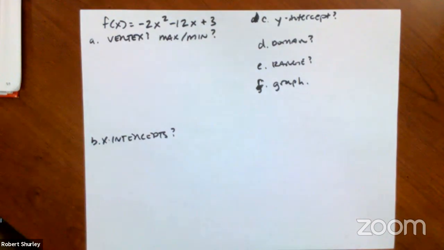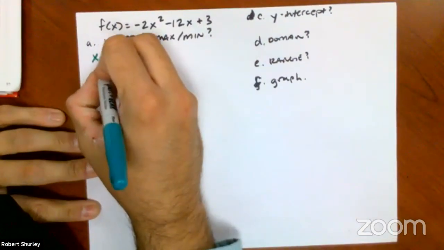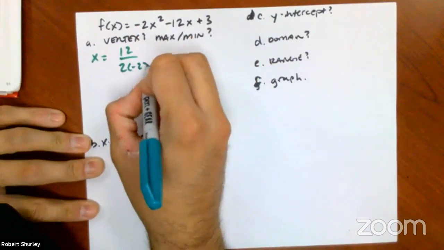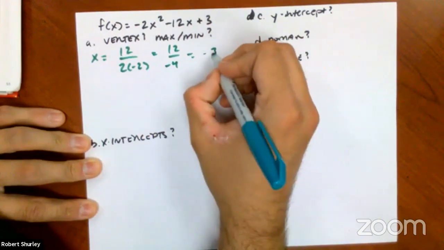Okay, let's do this. Let's change the colors up. Get a little crazy. So vertex, we got negative b, and so it's a positive 12 over 2 times negative 2, right? So 12 divided by negative 4. Hey, something a little different, negative 3.